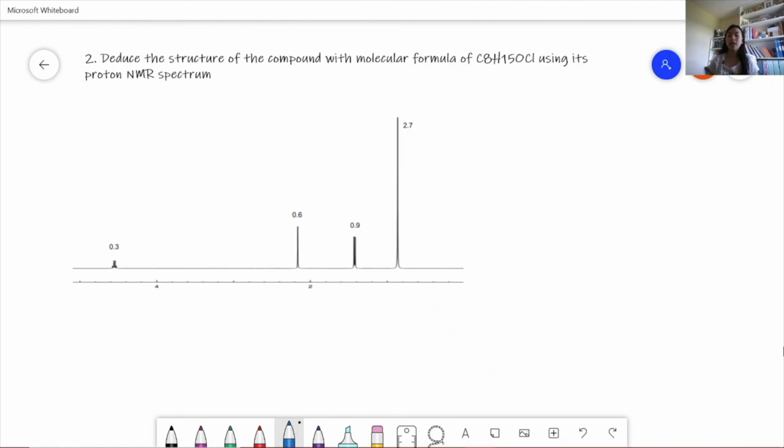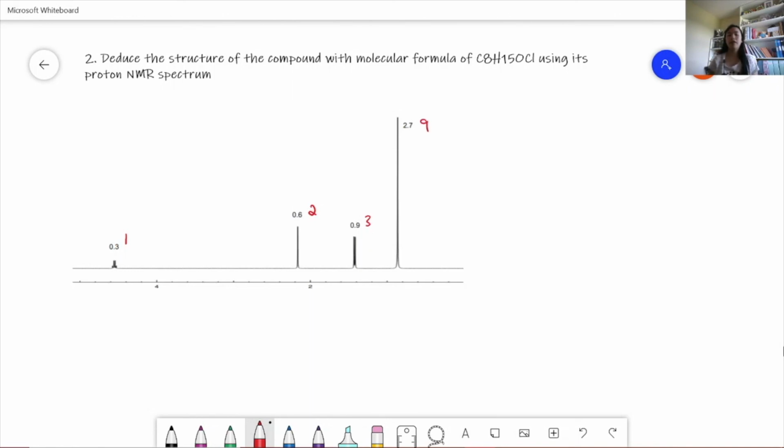So we're going to look at another example, and this time we're trying to deduce the structure of the compound with molecular formula C8H15OCl using this NMR spectrum that we've got. So again, the first thing I do is convert all the relative intensities into whole numbers, so I can see how many hydrogens we have exactly in each environment. So we can divide all these by 0.3, and so we get 1, and then 2, 3, and then 9.